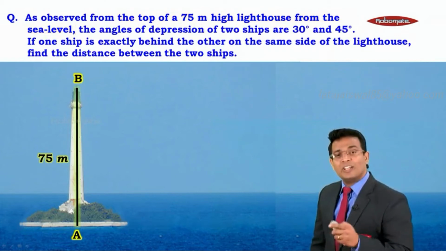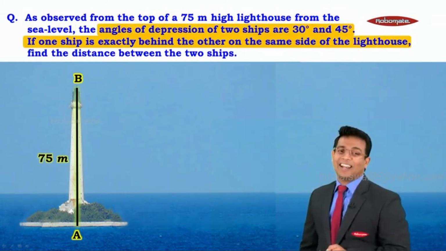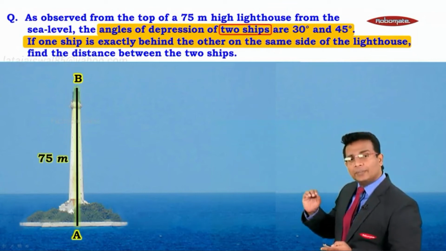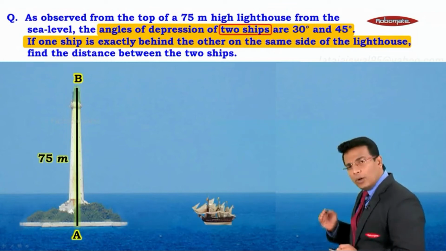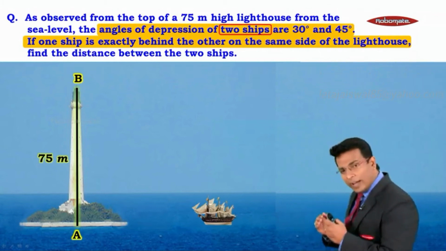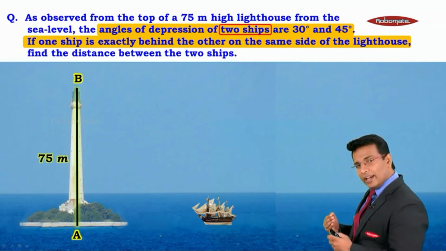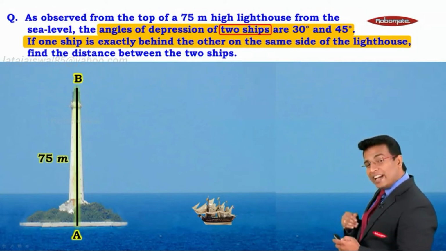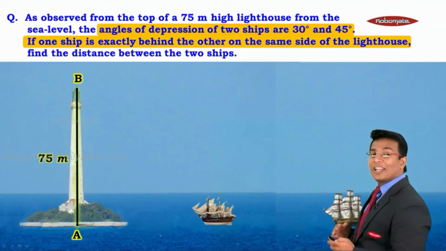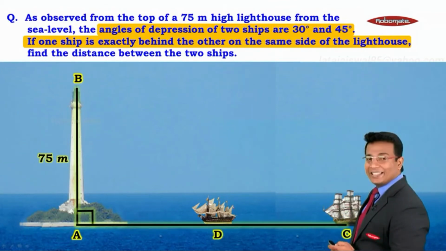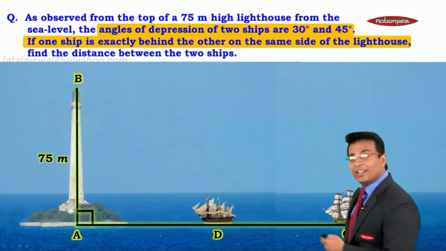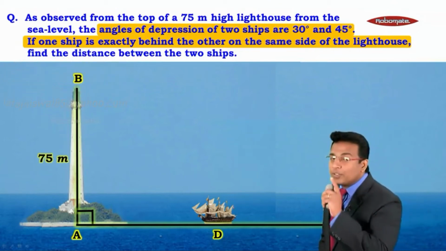And what is he observing? He is observing two ships. Now, what have they said about that? They say that one ship is exactly behind the other on the same side of the lighthouse. So if I consider one ship on this side of the lighthouse, the other ship is just behind it on the same side. Observe, this is what you have. Beautiful. Now, let's call those points D and C. So remember, this is how things are placed. One ship is at point C, the other one is at point D, and the observer is at point B.